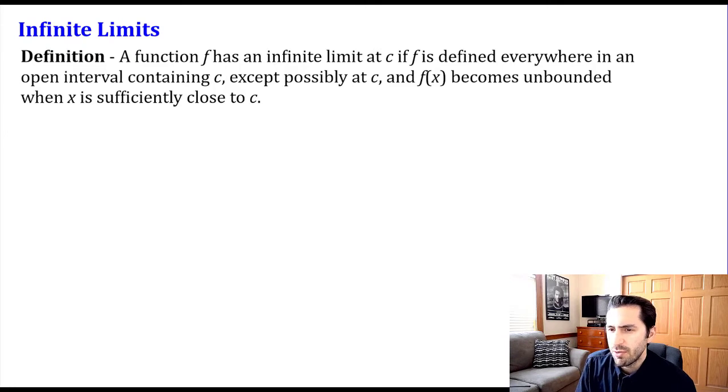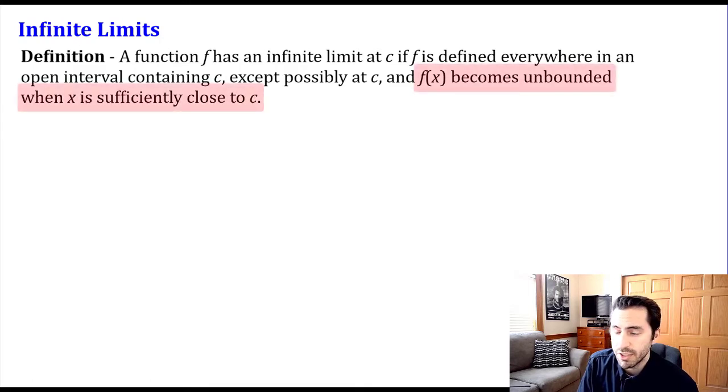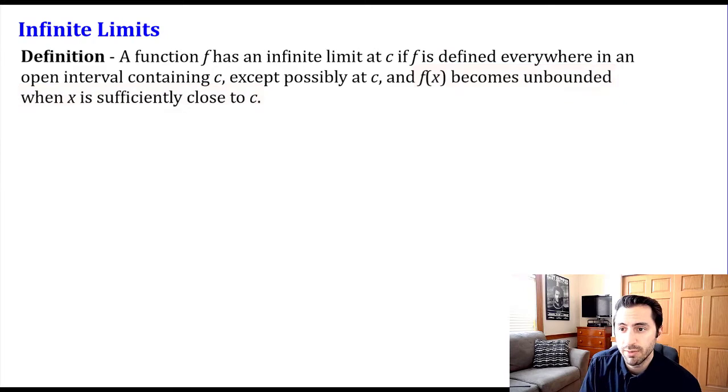So starting with the definition, it says a function f has an infinite limit at c if f is defined everywhere in an open interval containing c, except possibly at c, and f of x becomes unbounded when x is sufficiently close to c. And that last little bit of our definition is what makes this an infinite limit. So let's write this out in notation, and then we'll take a look at a simple example to make sense of this.